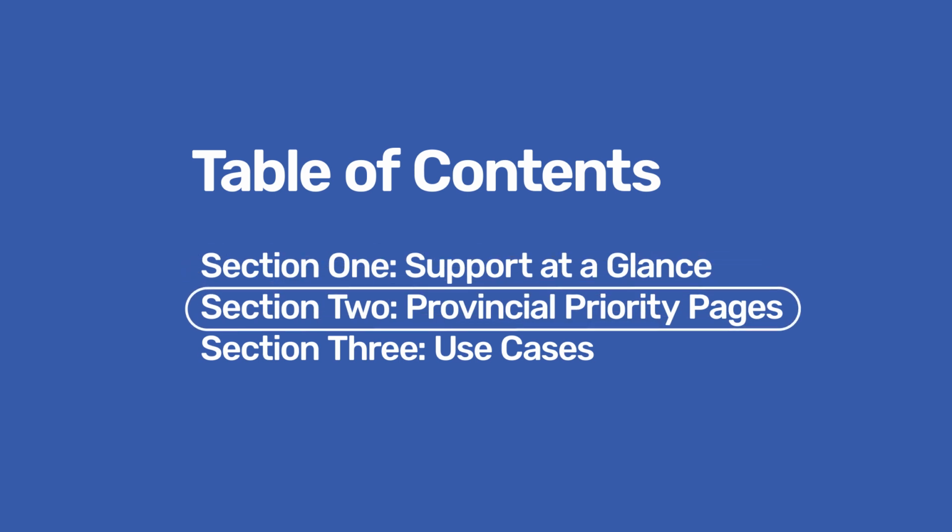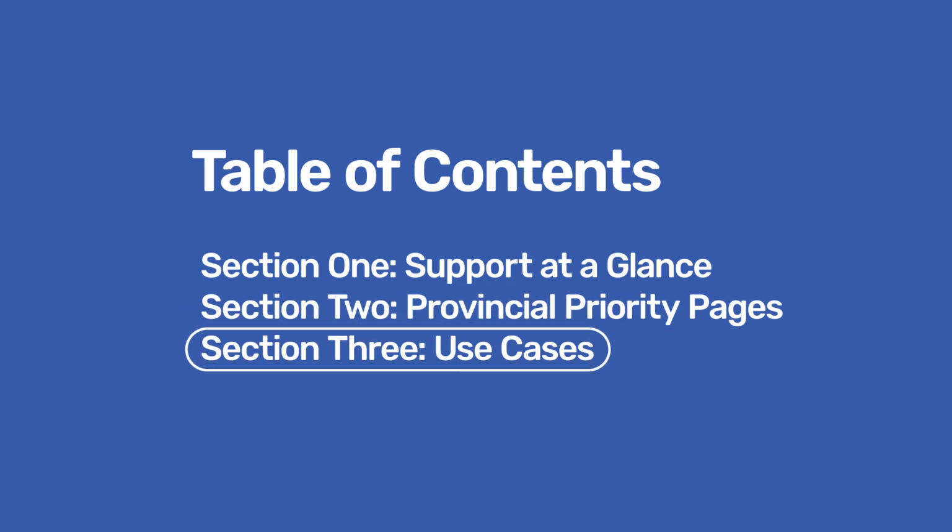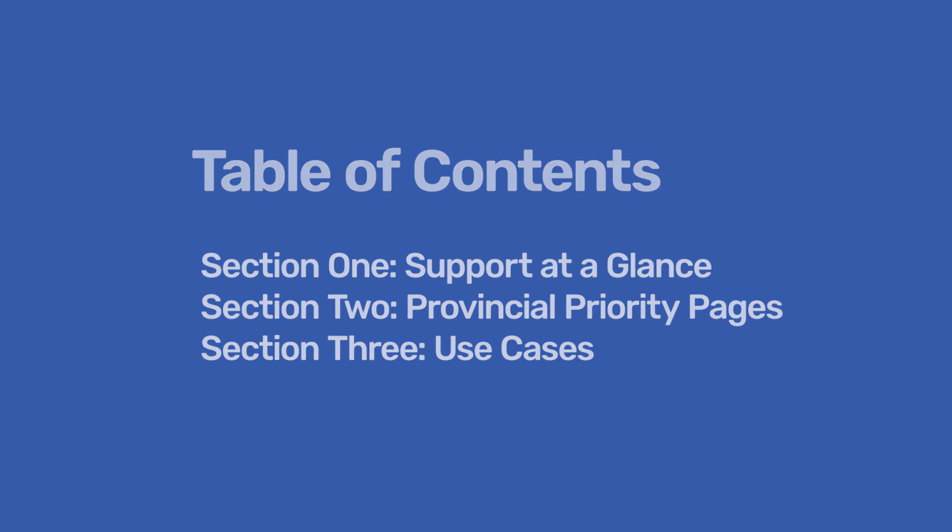The 5 provincial prevention priority pages and the research summaries you can find on each page, along with specific use case examples showing you how to use the impact tool for whatever your immediate needs are.